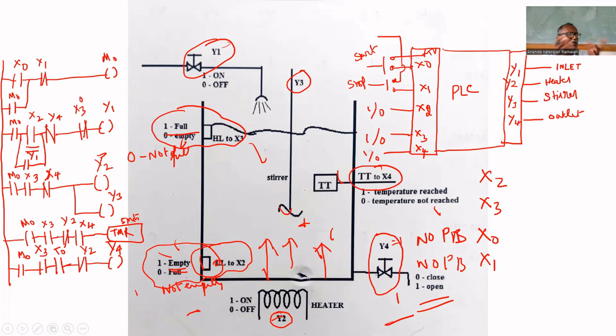Now the valve is opened. That's why the level will fall. After some time, X3 becomes 0. The level falls below this proximity switch. The level becomes 0. It is not full. That's why it will not work out.